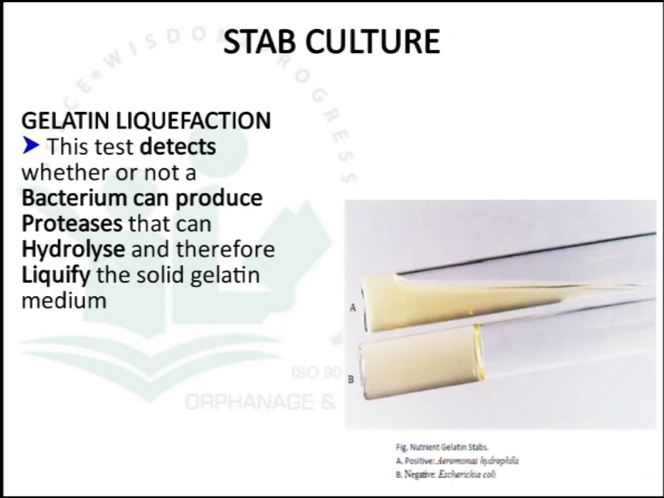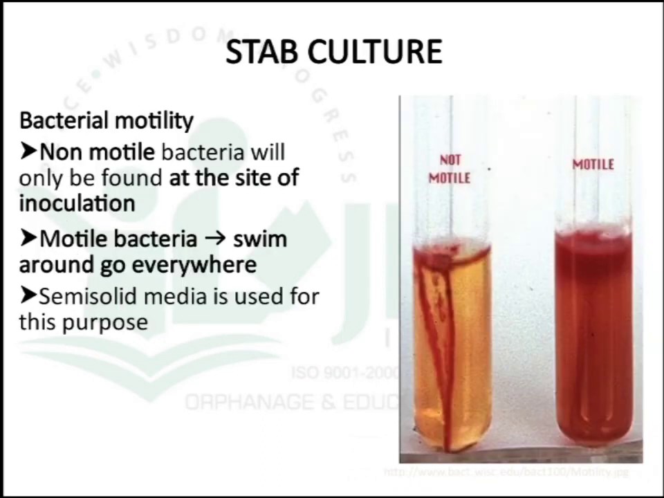Now this is the use of the stab culture method for the gelatin liquefaction test. This is done to detect whether the bacteria can produce the protease enzyme. If the bacteria produce the enzyme, they will hydrolyze and liquefy the gelatin as shown in the figure. This is also used to study motile microorganisms. Non-motile bacteria will be found only at the site of inoculation as in this figure, and motile microorganisms will swim around the culture media and go everywhere. Usually semi-solid media are used for this purpose.